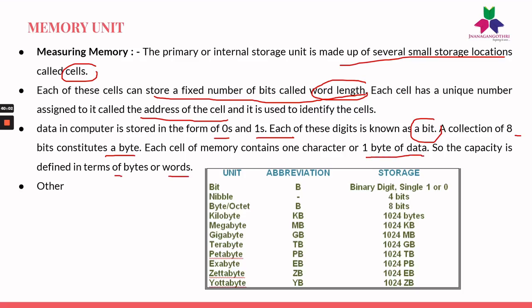Here you can see different units of memory: nibble, byte, kilobyte, megabyte, gigabyte, terabyte, petabyte, exabyte, zettabyte, yottabyte. Here you can see the abbreviations of them. A bit is a binary digit, which is a single 1 or 0. A nibble is 4 bits. 8 bits form 1 byte. 1024 bytes form 1 kilobyte, 1024 kilobytes form 1 megabyte, and so on.